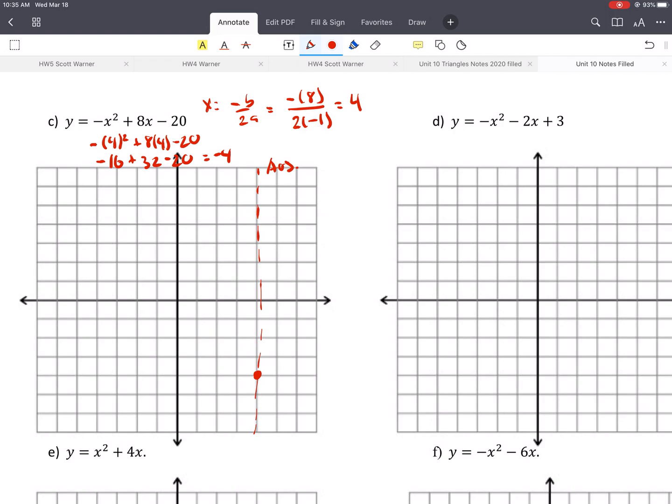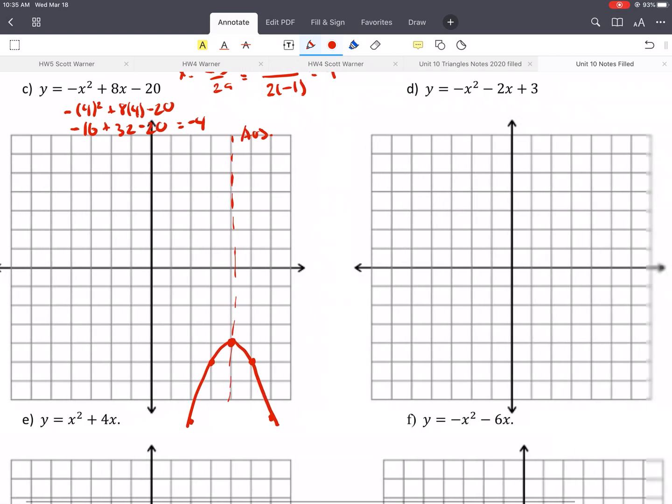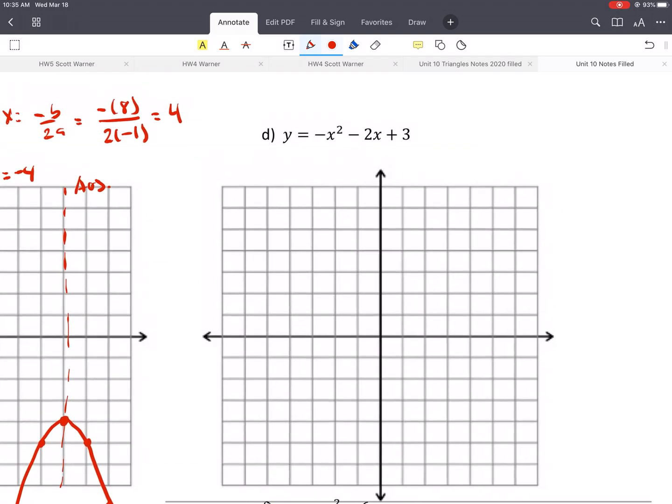Okay, and then here we have our growth pattern, 1a, 3a, 5a, where a is negative 1, so we'll go over 1, down 1, over 1, down 3. Okay, this probably isn't the best example because it goes out of the graph. That's all right. Okay, here's another example.